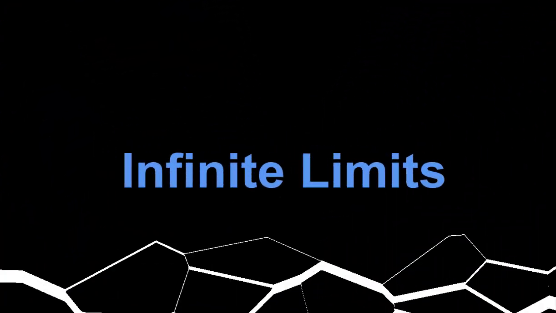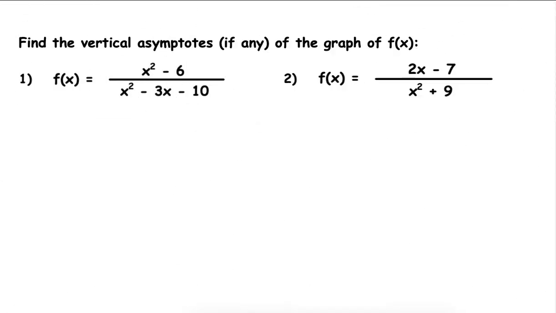Let's do it. We're going to start out by finding the vertical asymptotes of f of x. There may be some, there may not be some. That's why the directions say "if any." And we'll start off with number one.